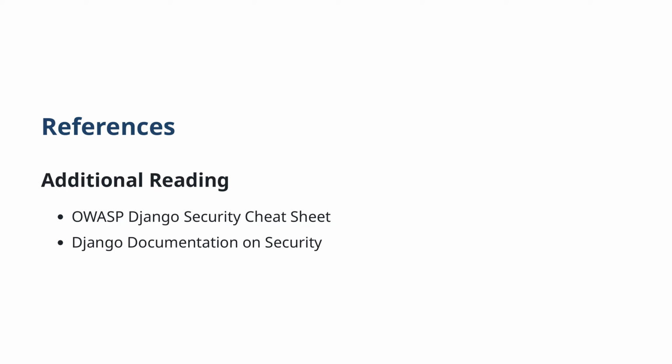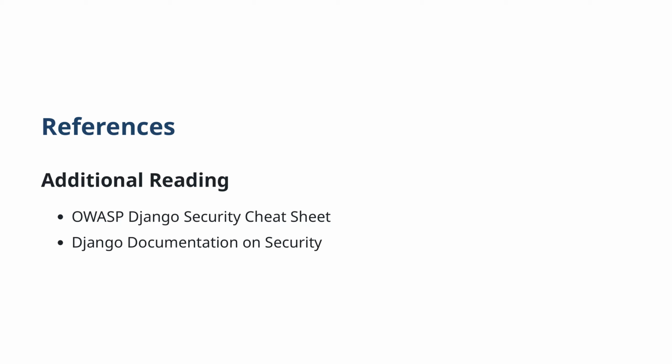First, I recommend checking out the OWASP Django Security Cheat Sheet. This is an excellent resource that provides a comprehensive list of security best practices specifically tailored for Django applications. It will help you identify common vulnerabilities and implement countermeasures effectively.